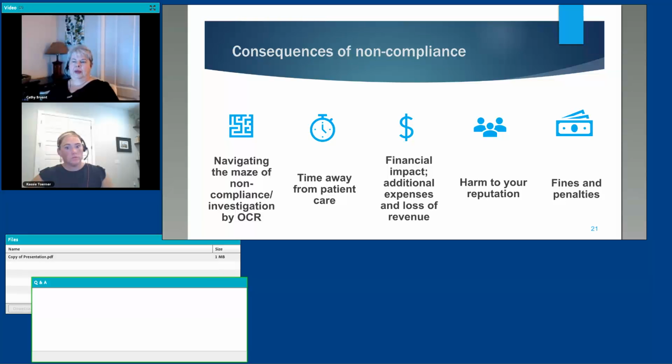Just like everything else with HIPAA, there are many consequences for noncompliance. I think the biggest one is navigating the maze of noncompliance. We're seeing more and more state attorneys general actually start investigations before the Office for Civil Rights when patients from other states in particular are involved in a breach of data from your practice. It's definitely going to take time away from your practice and have a financial impact on the practice.